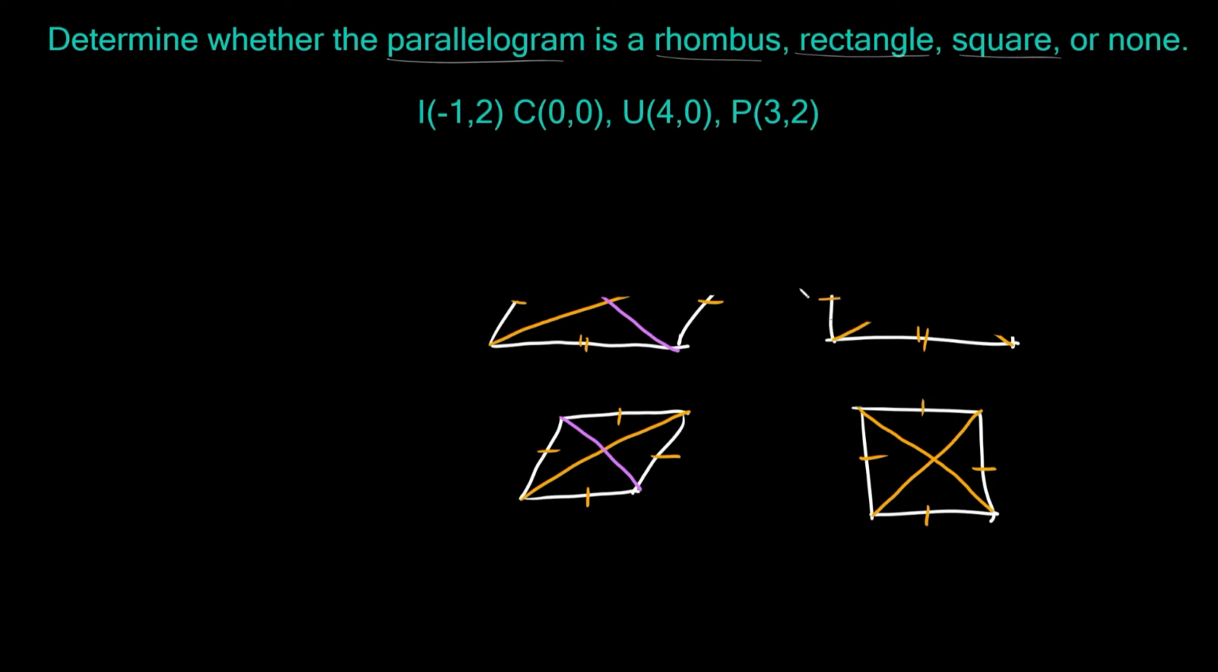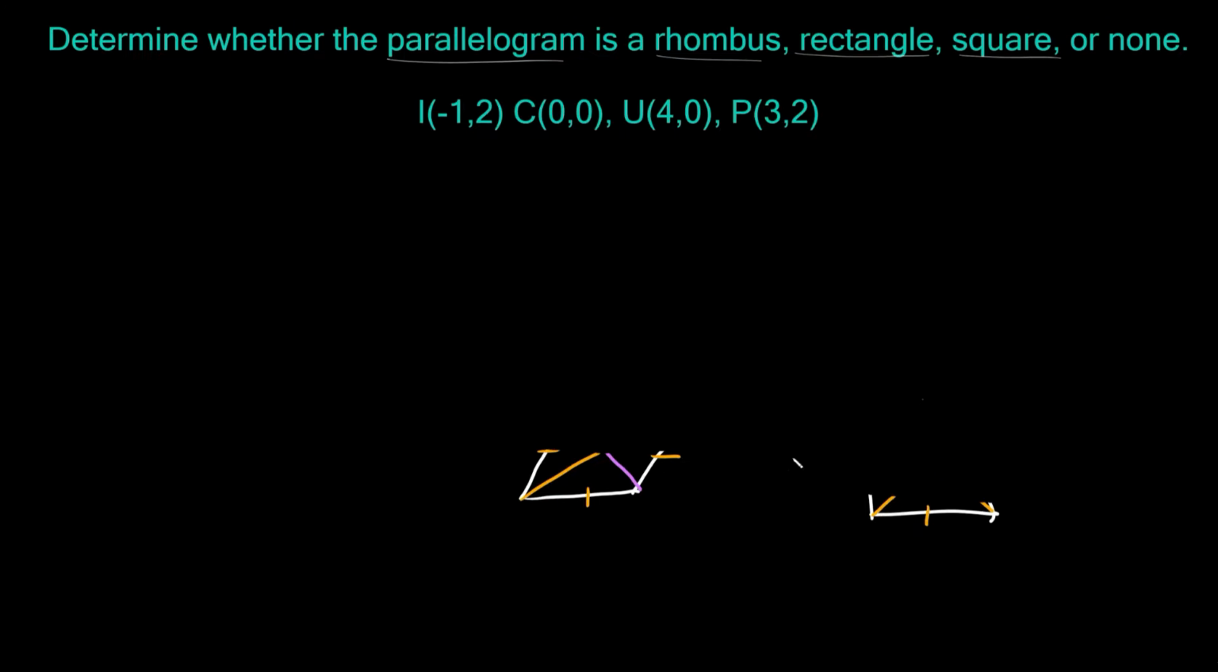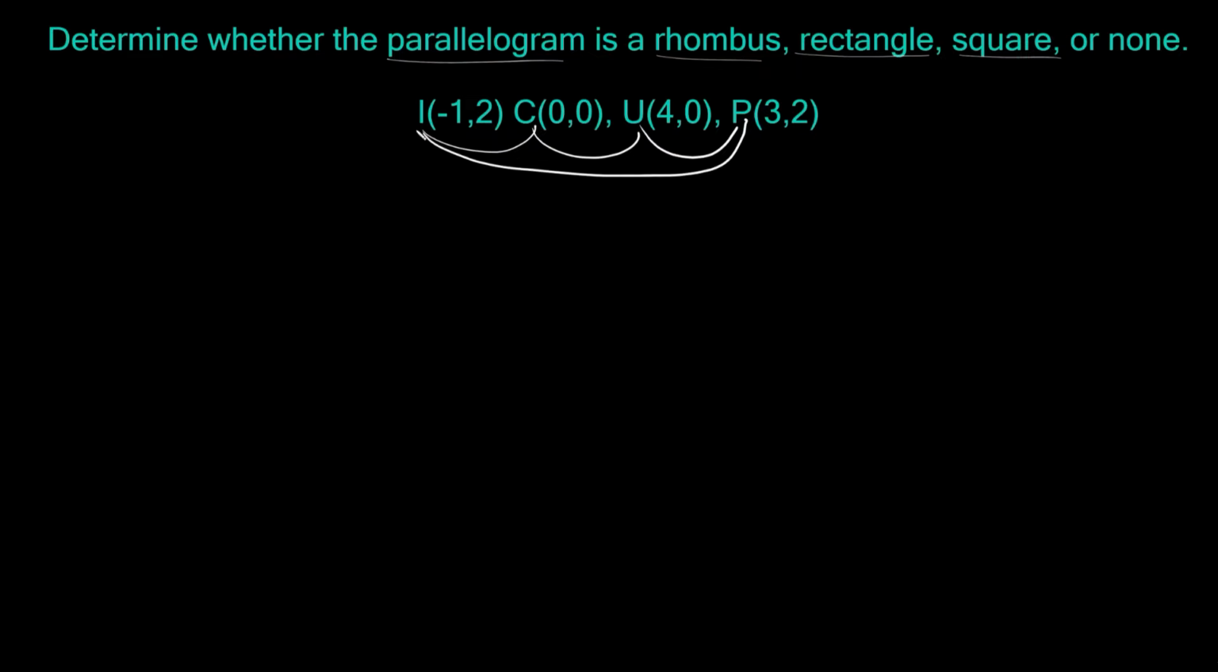So the first thing that we're going to do for this problem to figure out what type of shape we have here is to find the lengths of each side. So we have to find four different lengths. The length from I to C, the distance from C to U, from U to P, and then lastly from I to P. So there are four different lengths.